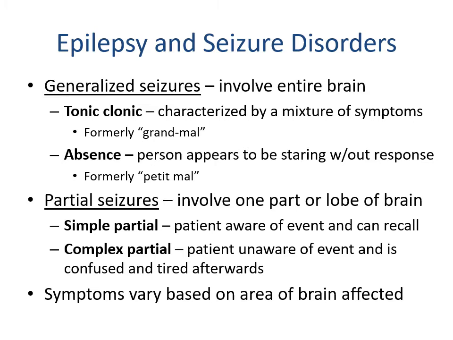Partial seizures involve one part or lobe of the brain. With a simple partial seizure, the patient is aware of the event and can recall what happened, and with a complex partial seizure, the patient is unaware of the event, and is confused and tired afterwards. The symptoms from the seizure vary based on the area of the brain affected. The entire brain ones have the much more generalized symptoms that you think of, whereas if it's partial, or only one part of the brain, then it may be a very specific symptom.